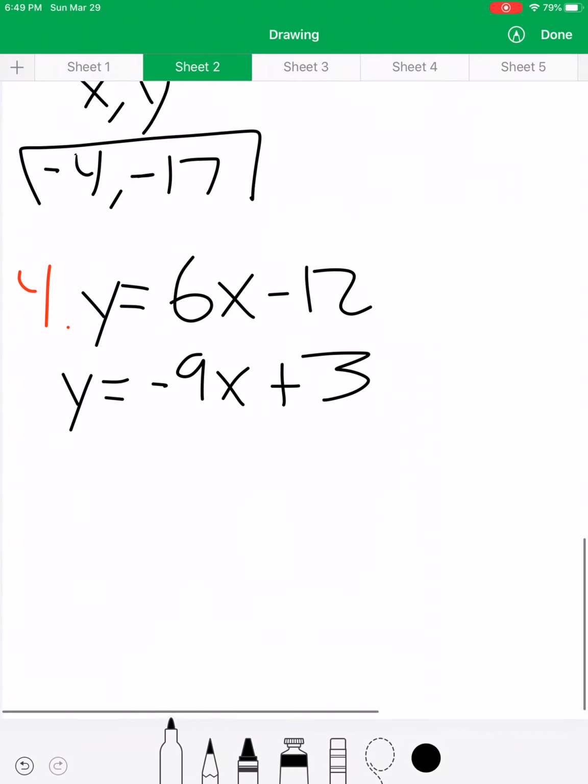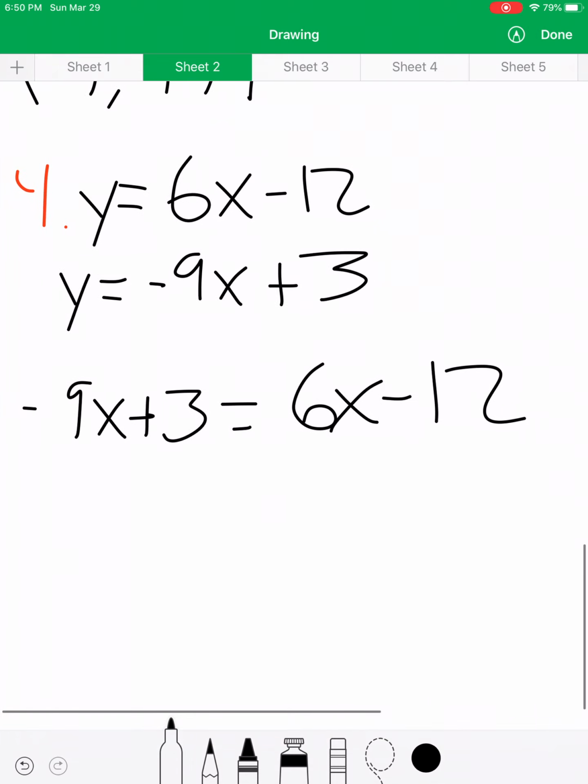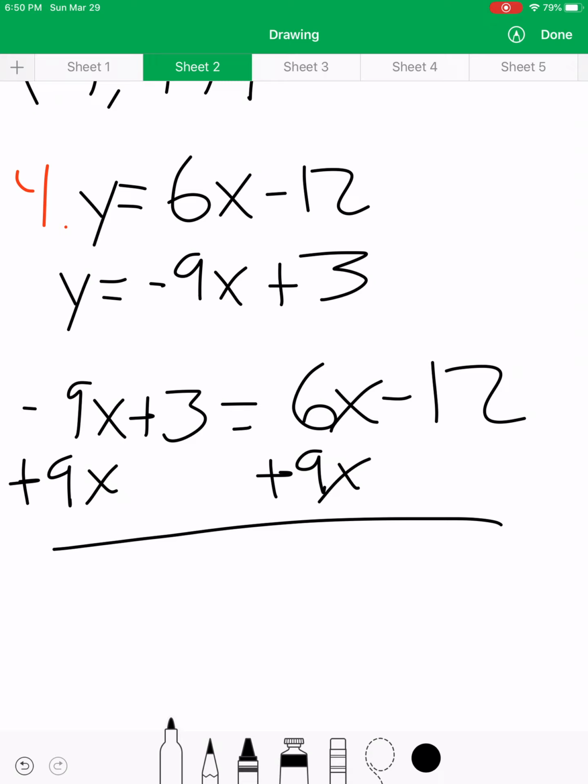Okay, substitute either equation in for y. It doesn't matter. When I rewrite this, I'm going to write it as negative 9x plus 3 equals 6x minus 12. I want my variable to remain positive. To do that, I'm going to move the negative 9x. It's a negative 9x. The only way to move it is therefore to cancel it out with a positive 9x. That allows these guys to go away. Bring that 3 straight down. 6x plus 9x is 15x.